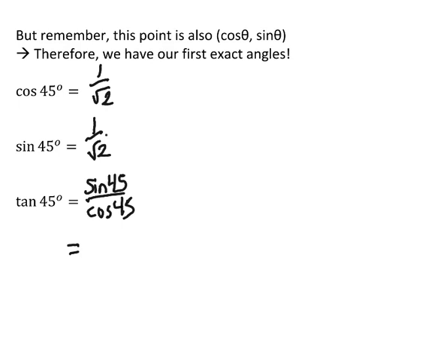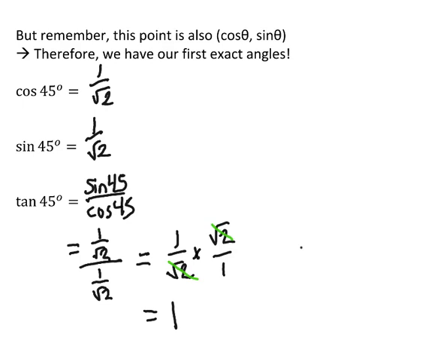So let's plug these in. Sine of 45 is 1 over root 2. Cos of 45 is also 1 over root 2. That's a fraction over a fraction, so maybe I should write it as the top fraction, 1 over root 2, times the bottom fraction flipped upside down. And then you can see the root 2's are going to cancel, and I'm actually just left with 1. So that tells me that tan of 45 degrees is just equal to 1. Try that out on your calculator. Tan of 45 should be equal to exactly 1.